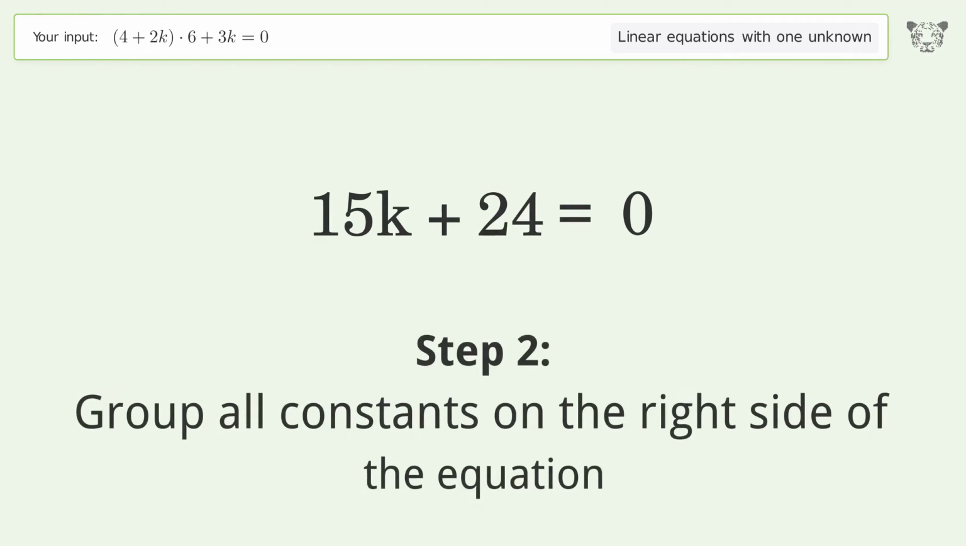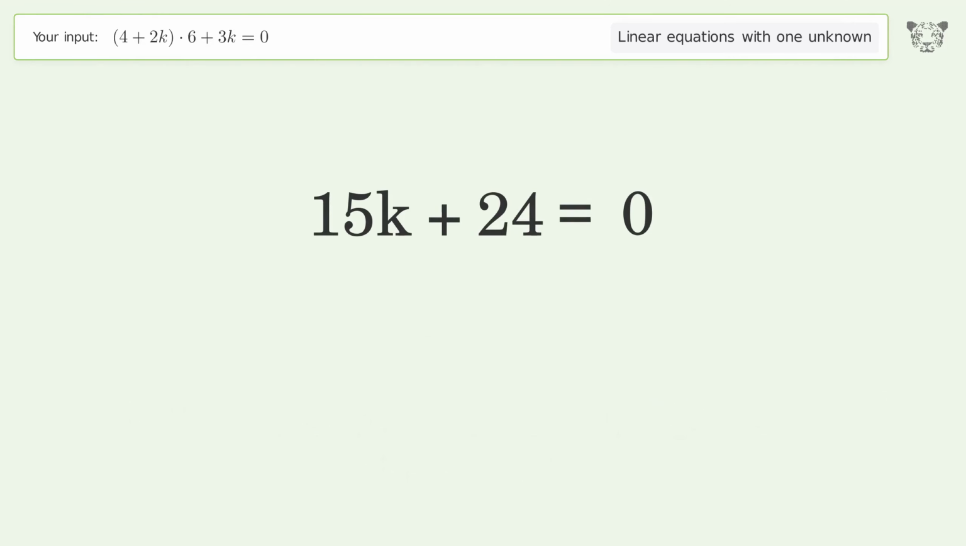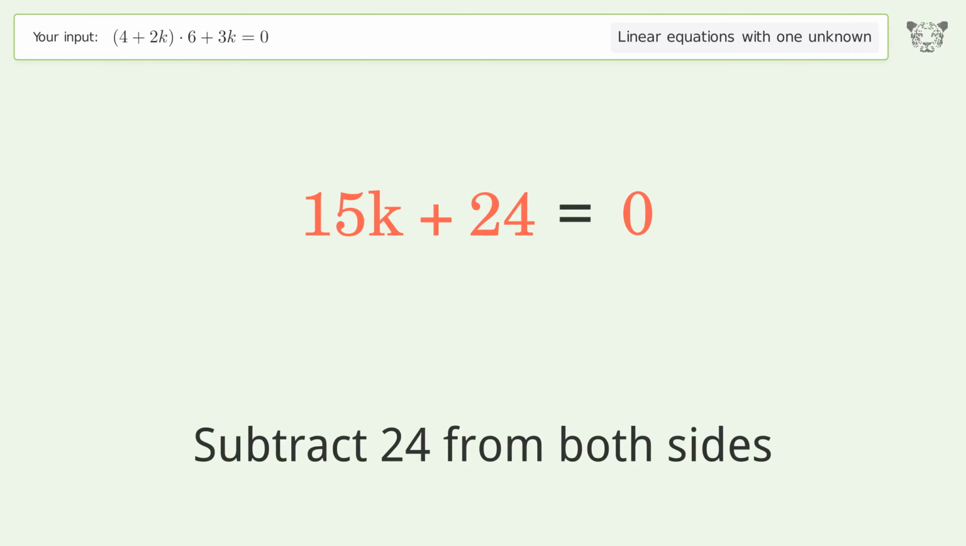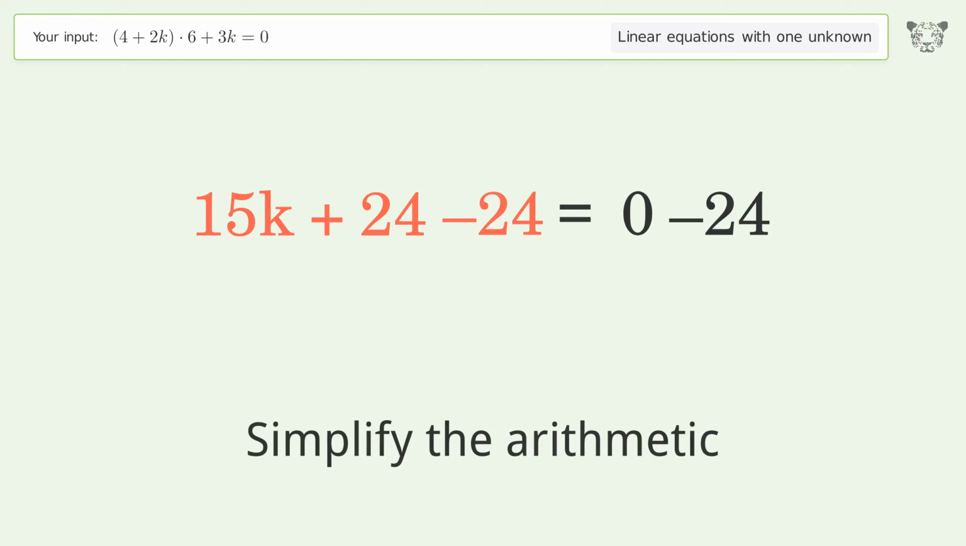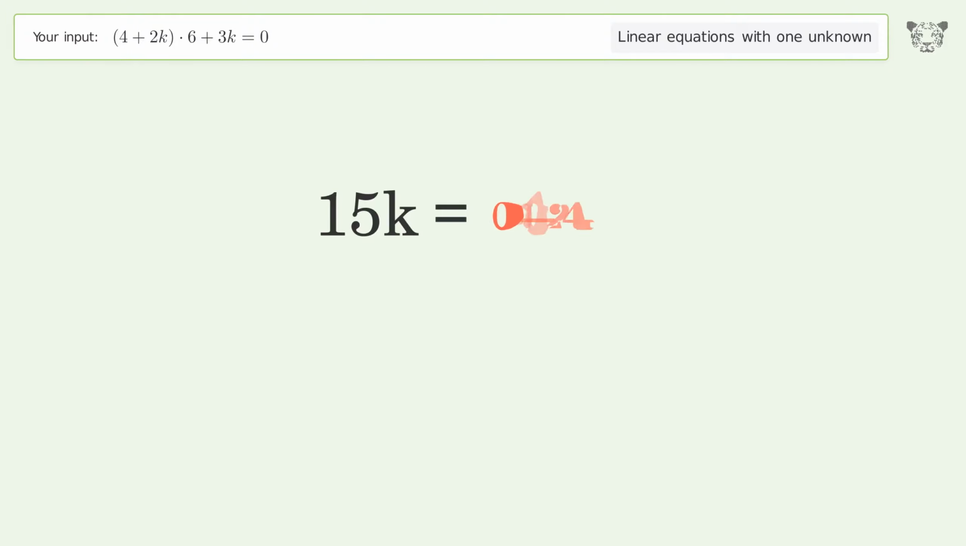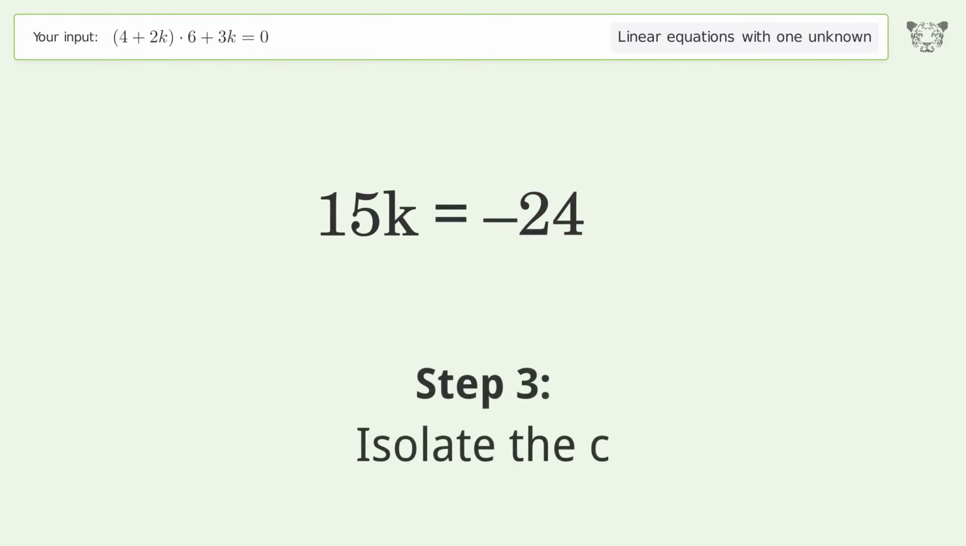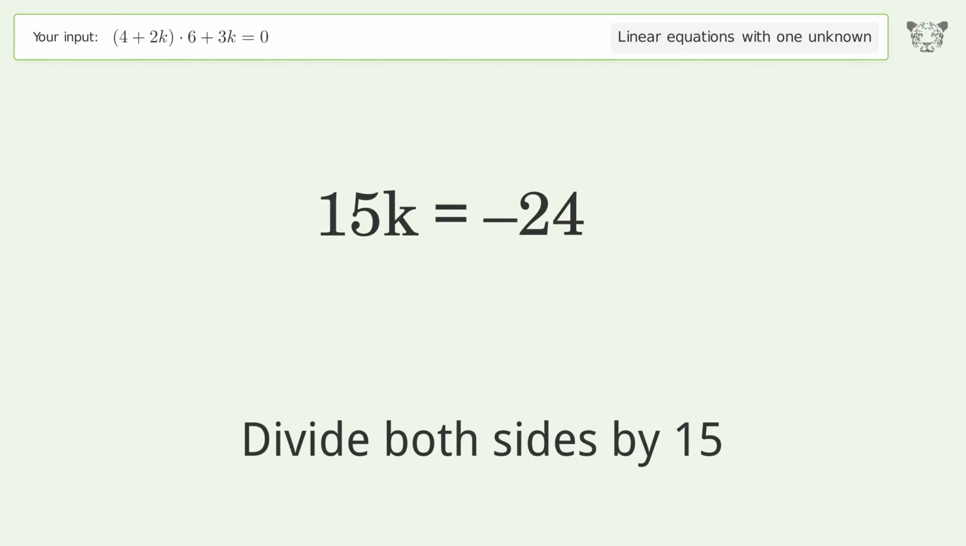Group all constants on the right side of the equation. Subtract 24 from both sides. Simplify the arithmetic. Isolate the k. Divide both sides by 15.